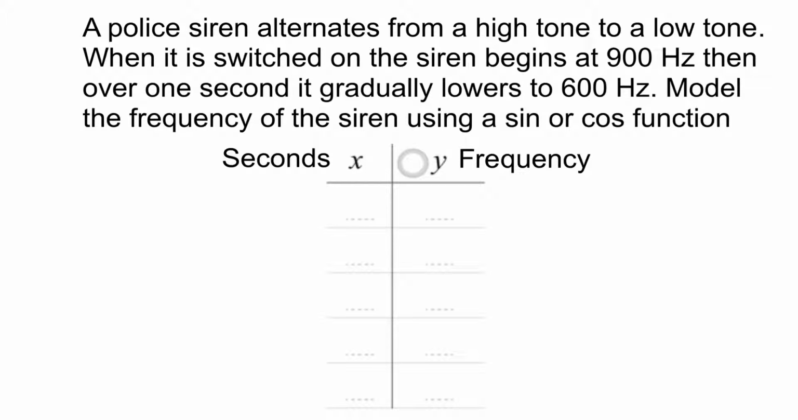A police siren alternates from a high tone to a low tone. When it's switched on, the siren begins at a frequency of 900 Hz. Then, over 1 second, it gradually lowers down to 600 Hz. Model the frequency of the siren using a sine or cos function.